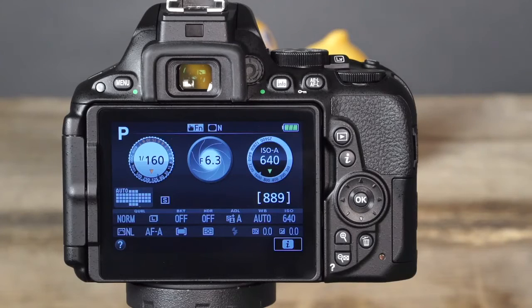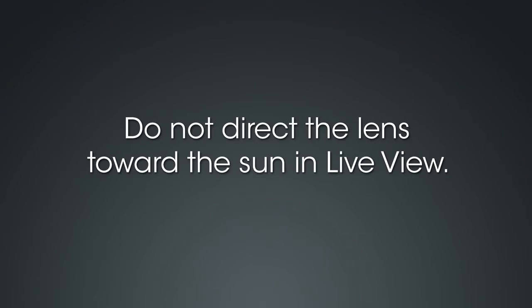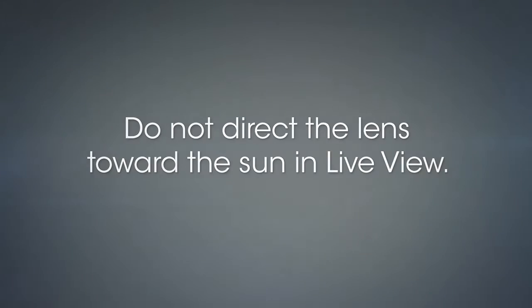The Nikon D5500 has two great features that you can use to capture great photos and amazing HD video. Let's discuss the camera's live view and movie modes. To shoot in live view or prepare for movie recording, rotate the live view switch. Please note that it's important to avoid directing the camera's lens toward the sun in live view and movie modes, as this can seriously damage the camera's internal components.